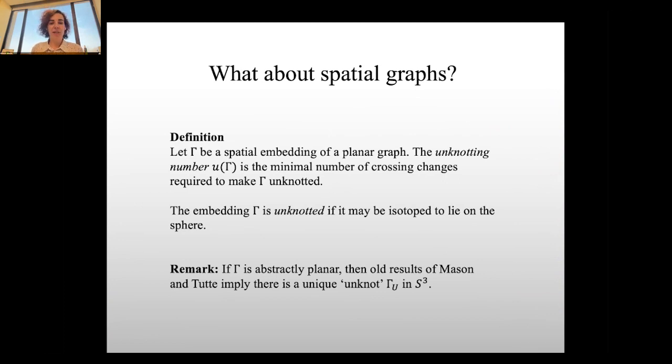And when it is abstractly planar, it's old results of Mason and Tutte that tell us we do have this unique unknot in S^3. So if we're in that setting, then we can say that the unknotting number is the minimal number of crossing changes required to make an unknotting, in direct analogy to how things work for knots.